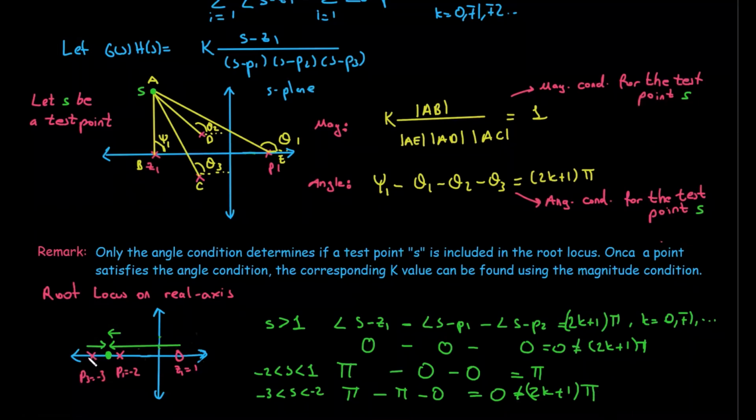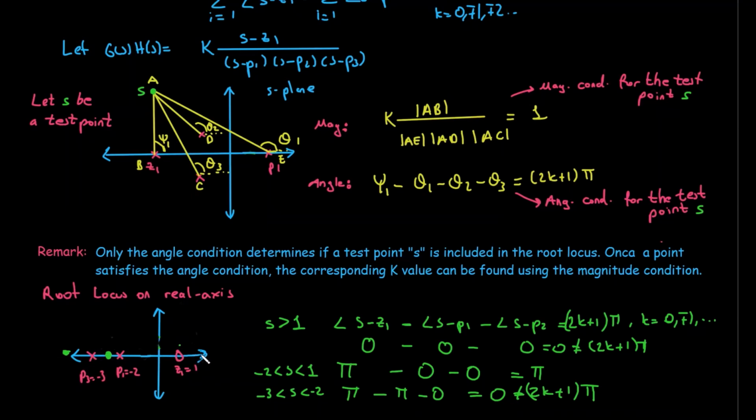And if you do the same for the test points over here, you will see that these parts are included in the root locus. So let me try to plot it down. So I will get rid of these simply, okay. So the points between -3 and -2 didn't satisfy the angle condition, but if you write down the equations for the points less than -3, they will satisfy the equation.